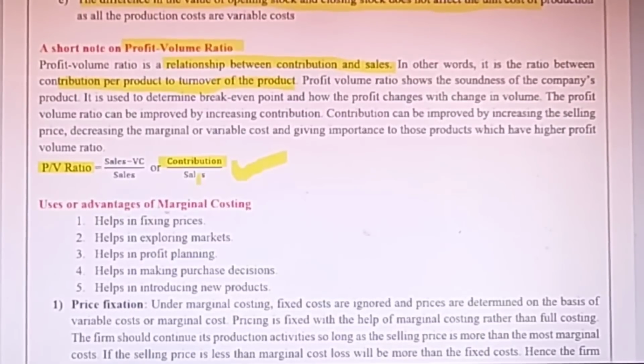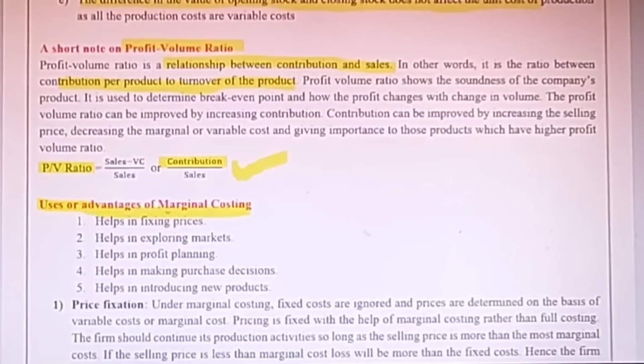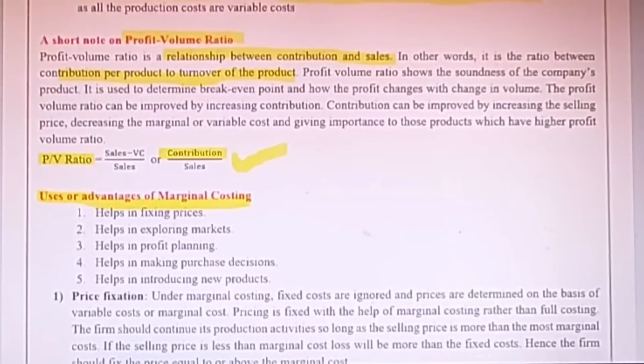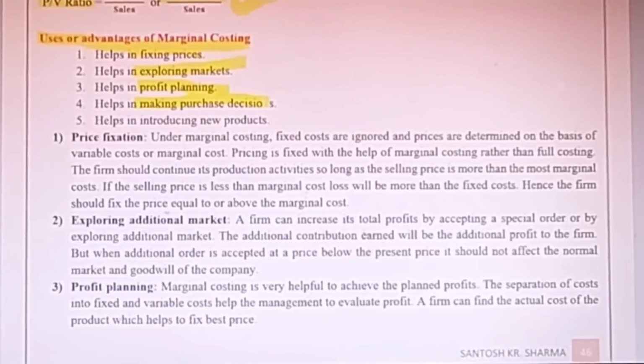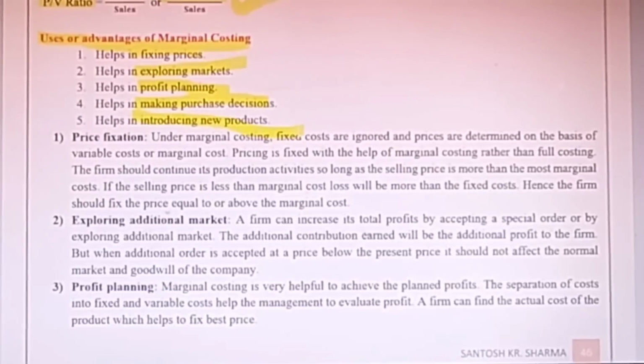Then there are some uses of marginal costing or advantages, applications, कुछ भी आ सकता है, important है question. It helps to fix prices, it helps to explore markets, then it helps in profit planning, it helps in taking purchasing decisions, and it also helps in introducing new product in the market. तो ये कुछ important इसके uses हैं marginal costing के.